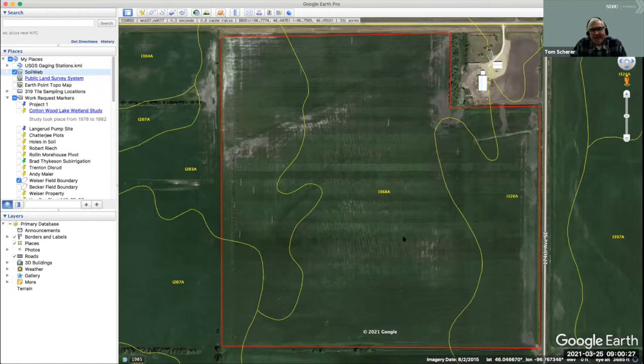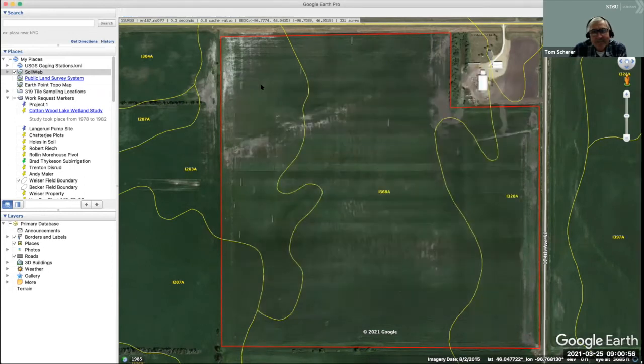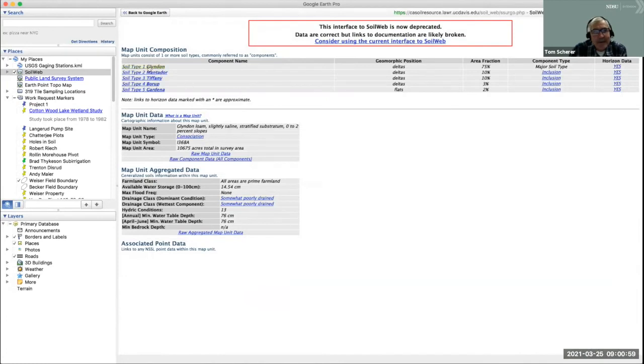This is exactly the same information that you would get from Web Soil Survey, because they're tapped into exactly the same database. One of the nice things, the reason I like Google Earth Pro for some of this evaluation, is that if I click on this soil here, it shows that it's a Glendon loam, slightly saline, stratified, and 75% is Glendon, but you have some Matador and Tiffany in here. If I click on here, it'll bring up this, and then I can look at this Glendon, since that's the majority of the soil in there.